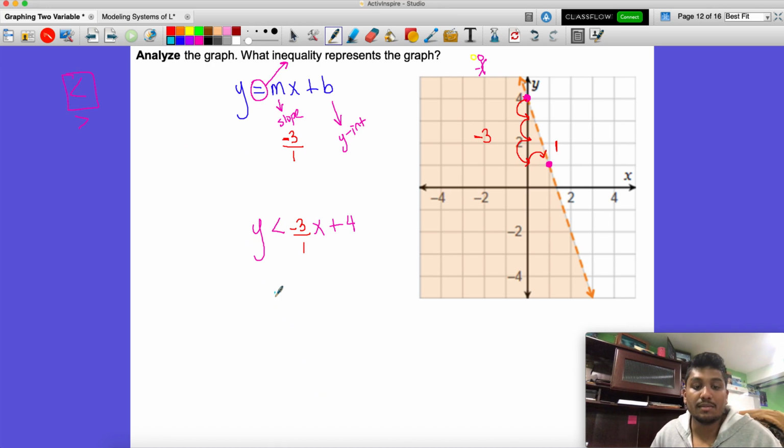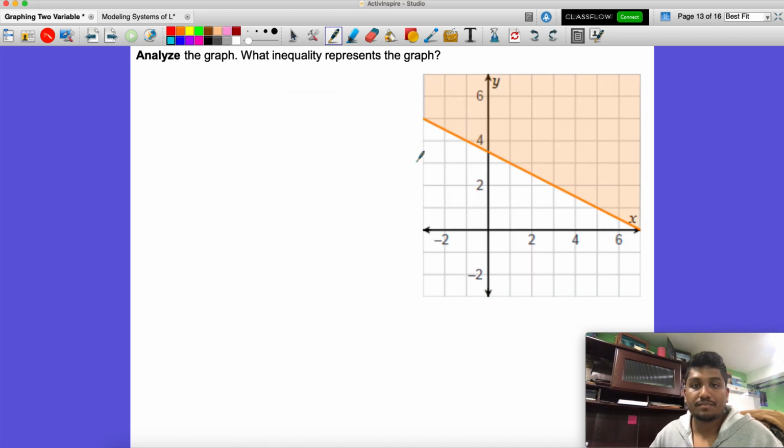And we can actually clean this up by writing y is less than. Now, instead of writing this, and this is totally okay to have, 100%, but to write it neater, you can just write negative 3x, because negative 3 divided by 1 is just negative 3, plus 4. And this is going to be our inequality that represents the graph that they gave. Okay, so let's just do a couple more of them.